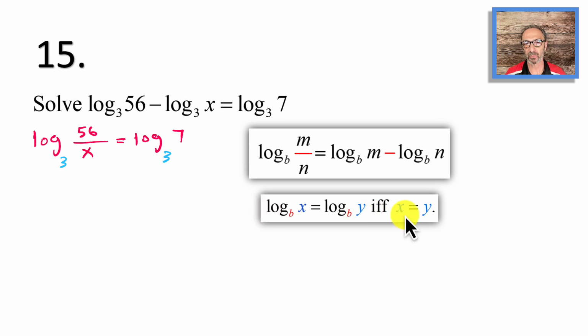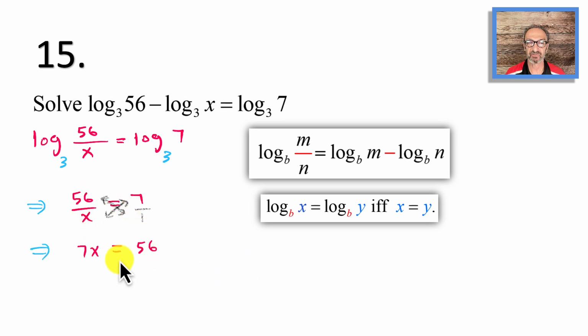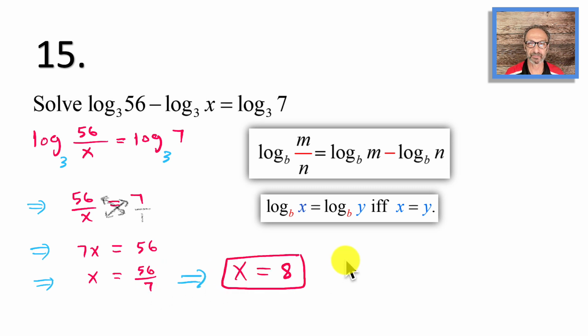So we drop the logs and we write x equals y. So 56 over x should equal 7. No more logs. Cross multiply, solve for x. So 7x on one side equals 56 times 1. Divide both sides by 7. And simplify this. This one is not rounded to a decimal because it divides evenly. 56 divided by 7 is 8, and that should do it.